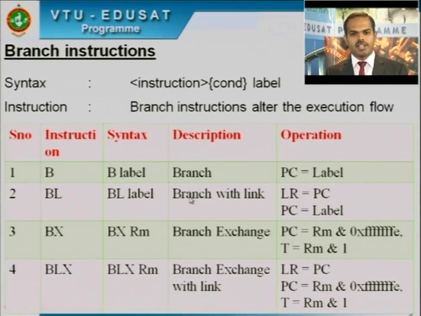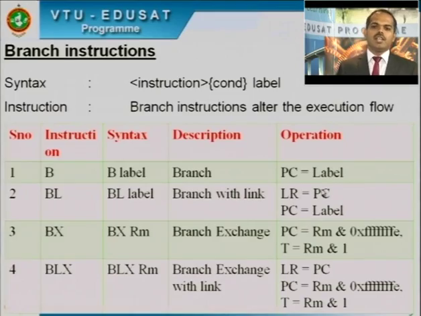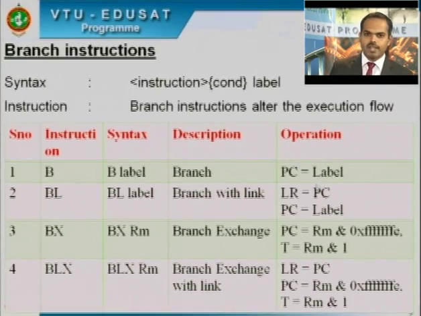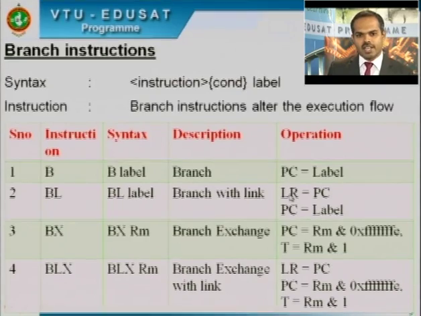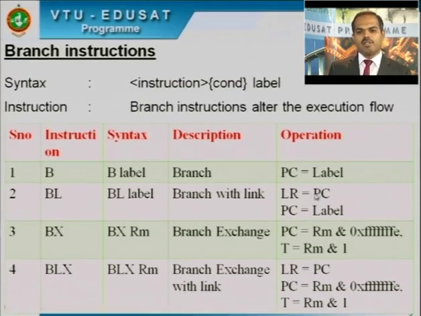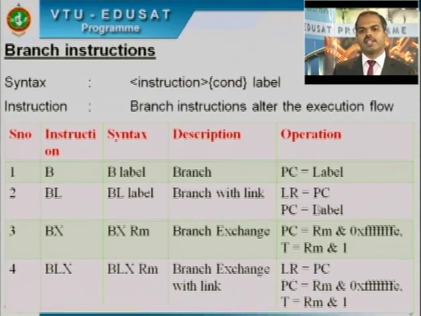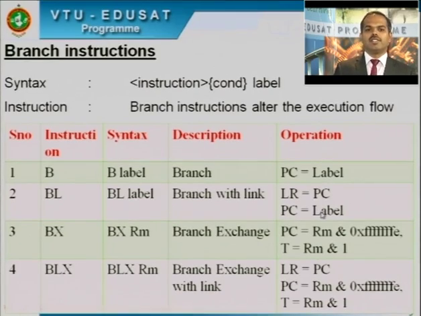In the description here is branch with link. BL stands for branch with link. What happens in here? Before PC getting the value of label, as in the case of the previous one, the PC value will be stored in the LR. LR is a link register. PC value will be stored in LR, and then PC gets the value of label, right?